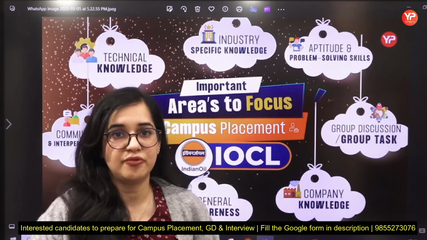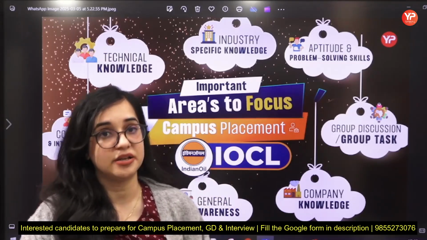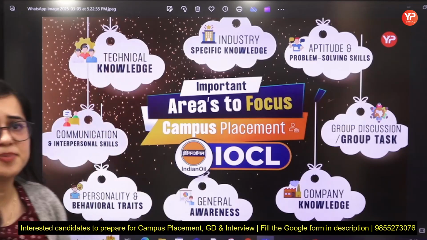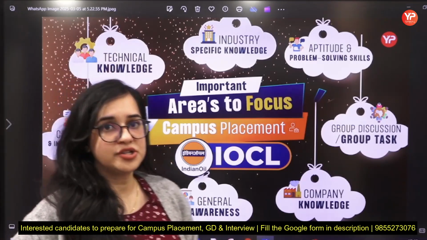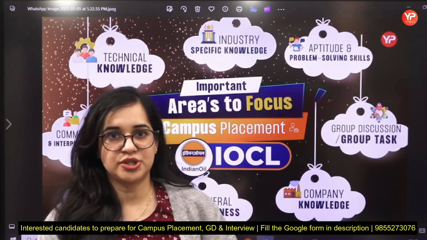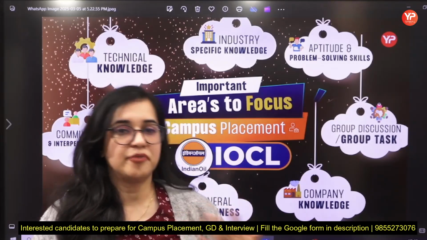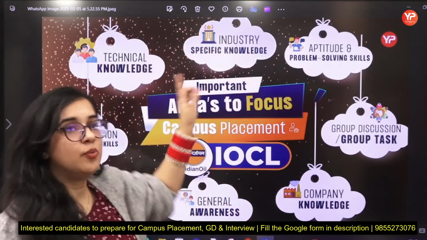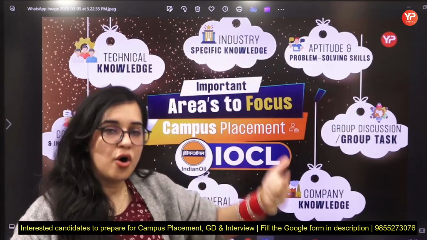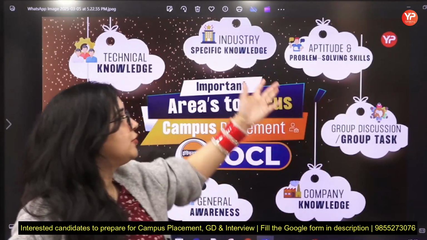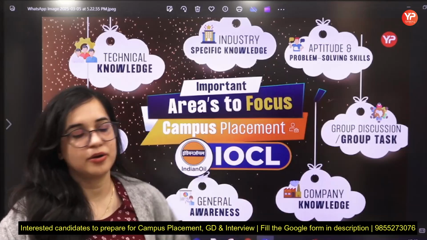In the case of your fundamental skills, the basics should be clear to you, and that is one important domain. Second is industry specific knowledge, obviously related to industry trends, like what is going on in the gas and oil sector, any of the innovations which have been there, or the number of refineries which IOCL has. So basically related to this industry, why you're interested to come in the oil and gas sector, that you should be clear with. Then is your aptitude and problem solving skills, another part of testing.